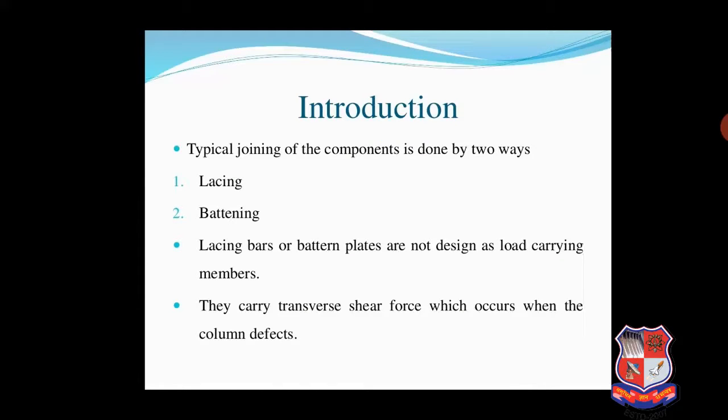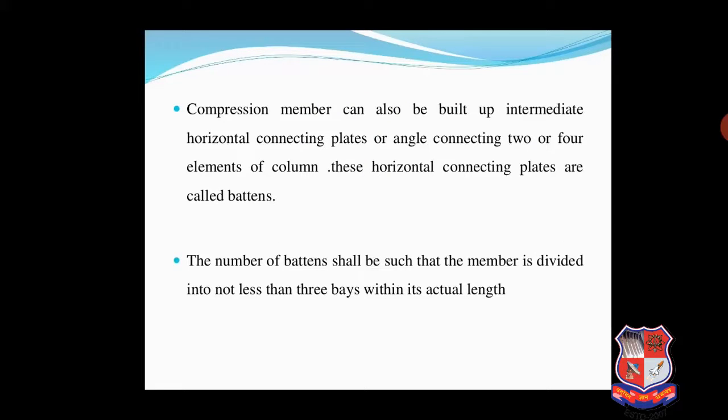Lacing and battening are both provided to resist the transverse shear force that occurs when the column is deflected. A compression member can also be built up with intermediate horizontal connecting plates or angles connecting two or more elements of the column. These horizontal connecting plates are called battens. The number of battens shall be provided such that the member is divided into not less than 3 bays within its actual length of column.